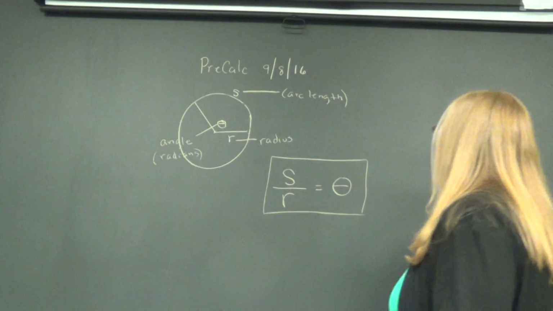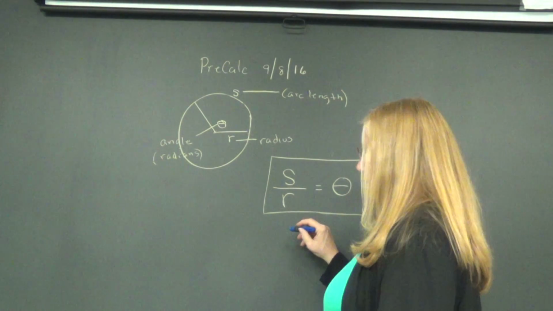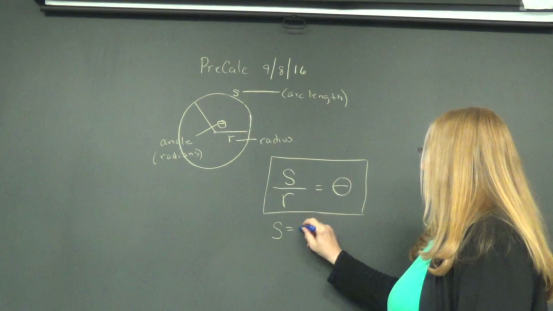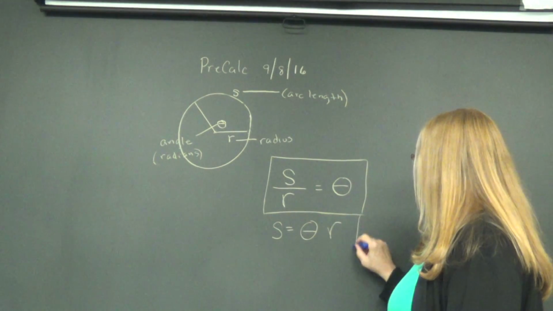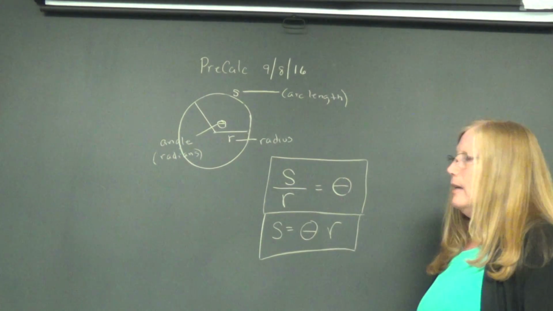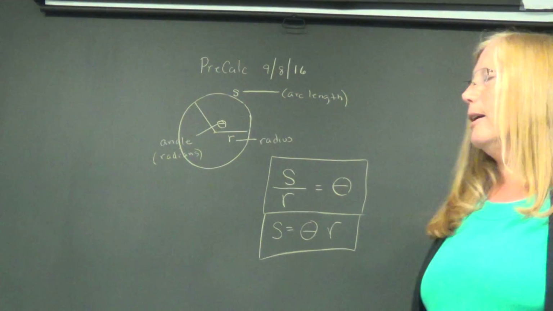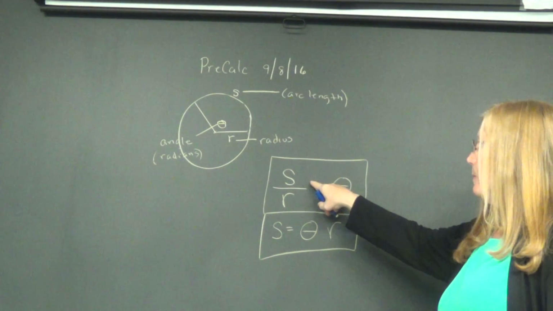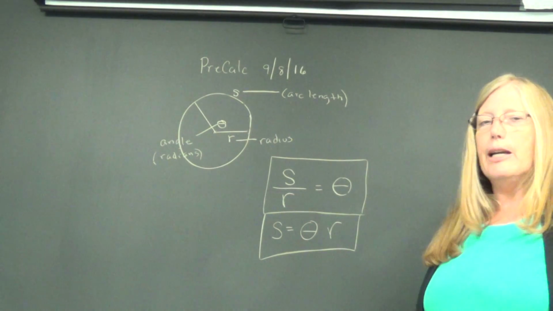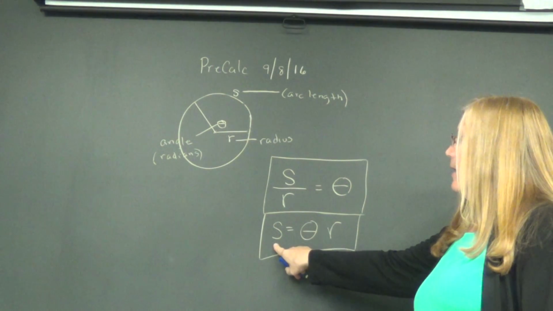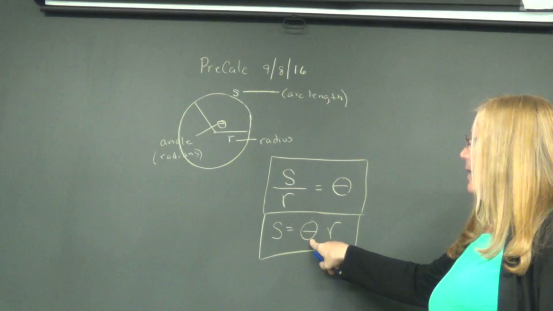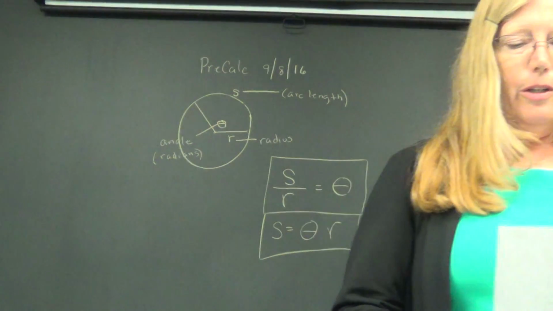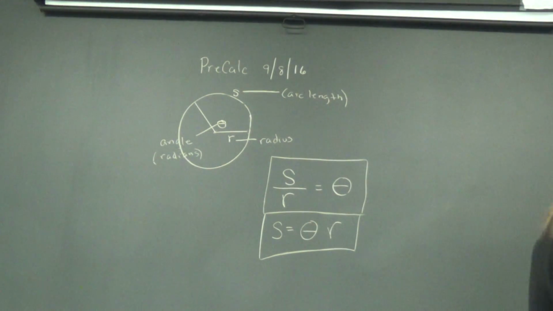Another relationship you can put in there is, what does S equal? If you have S all by itself, you get theta times R. That's the same thing as this. Put both of those into your comp book. This is just the algebraic rearrangement of this. I'm getting S by itself by multiplying both sides by R. So this tells me arc length equals the angle times R. Sometimes we'll be asked to use that to do certain problems.